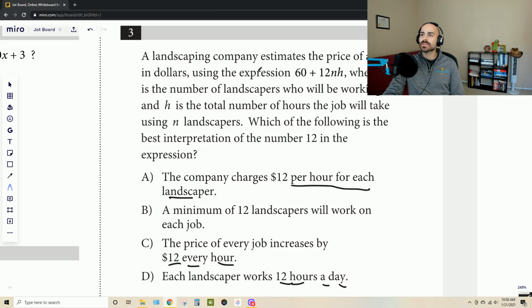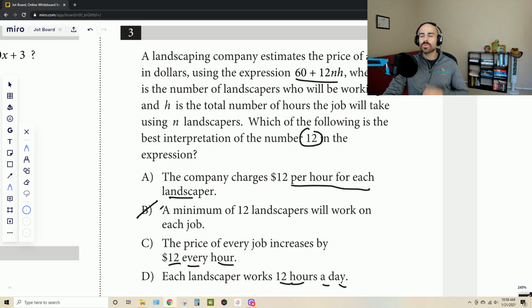And what they're asking of us here in this problem is which of the following best interprets the number 12 in this expression. And in this expression, it's 60 plus 12 times n times h, right? These are being multiplied by each other, the 12, the n, and the h. And they're telling us that n represents the number of landscapers and h is the total number of hours. Well, since they're all being multiplied, we know we want to be dealing with an answer choice that gives us a rate.